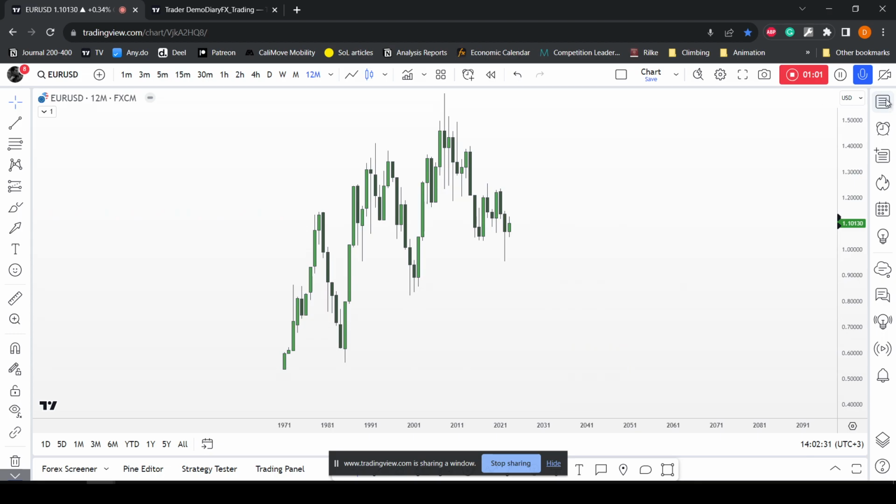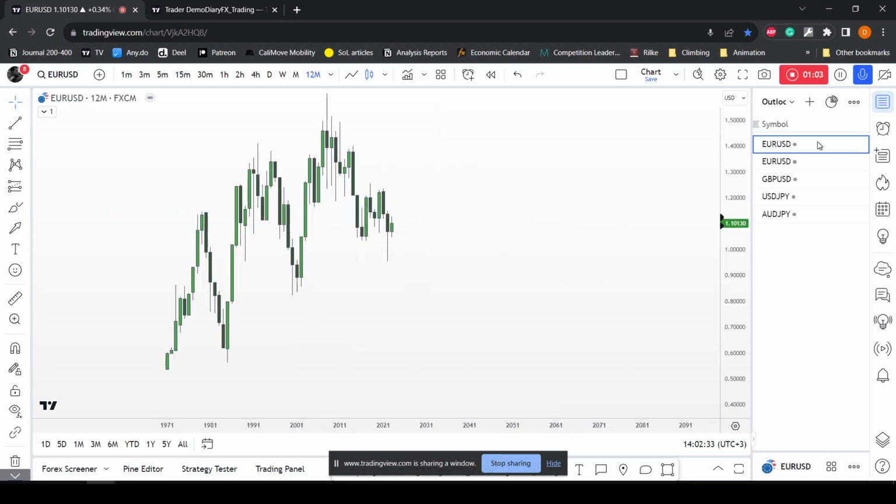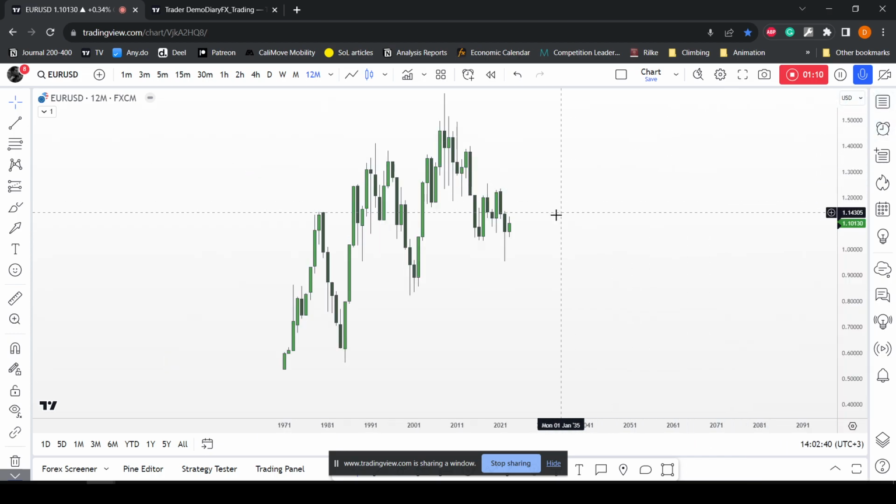So for this week, I want to have Euro USD and GBP USD quickly because it's almost the same, and then USD JPY and AUD JPY. So let's start with Euro USD first.